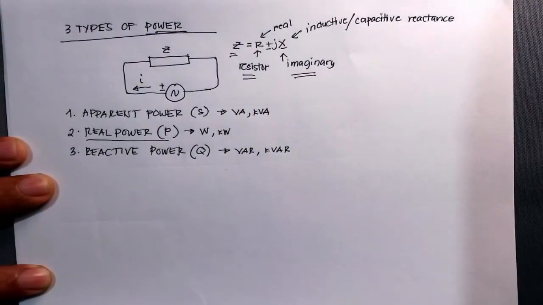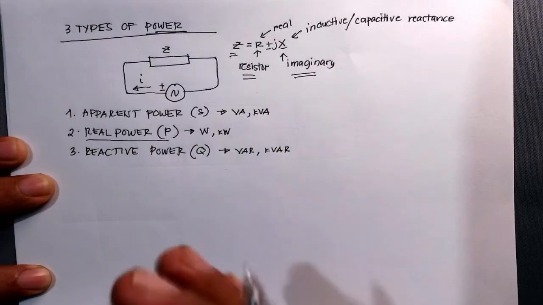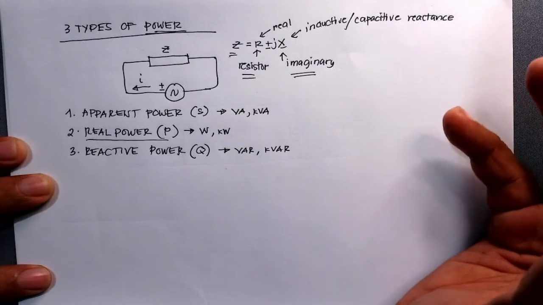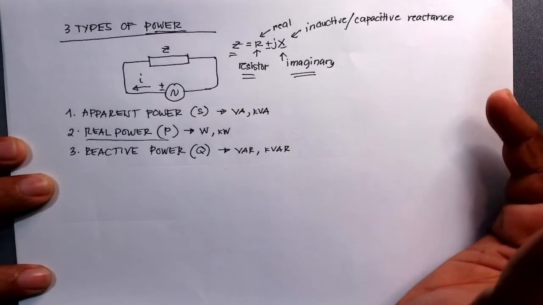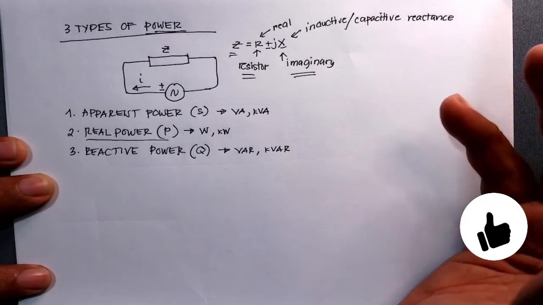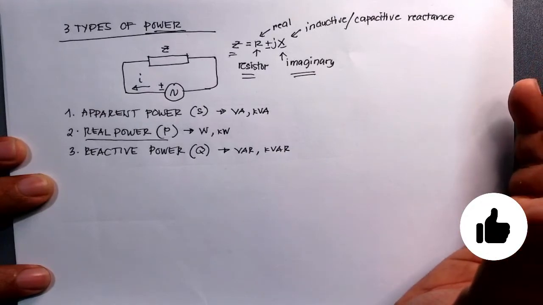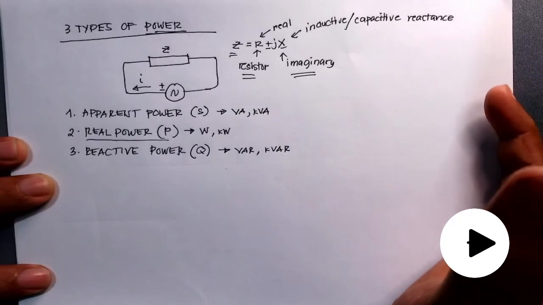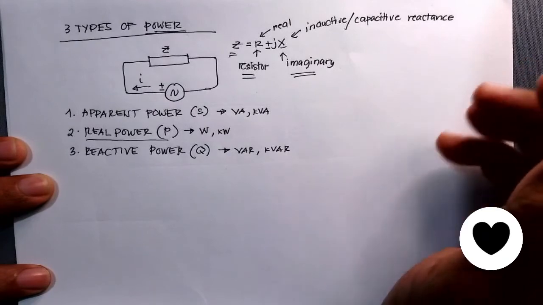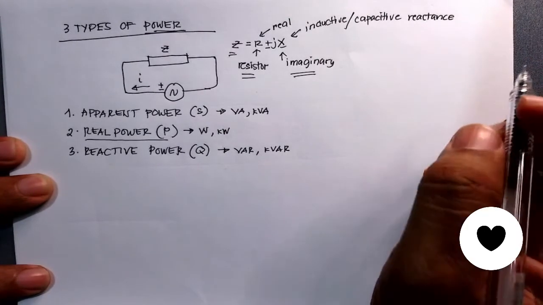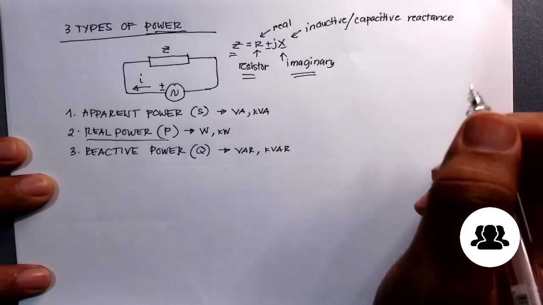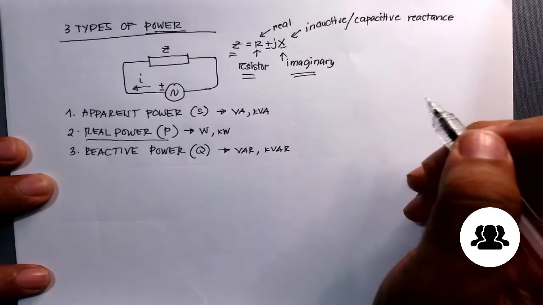But if you have an industry in which you have a lot of inductive devices, like motors, you have an air conditioning system, you have an electric water pump, and a lot of other electric motors there, probably you will be paying for your apparent power.